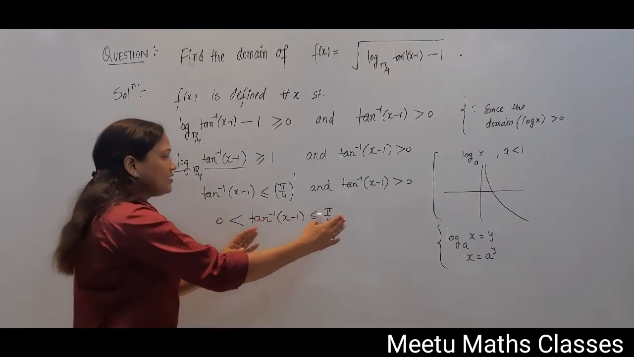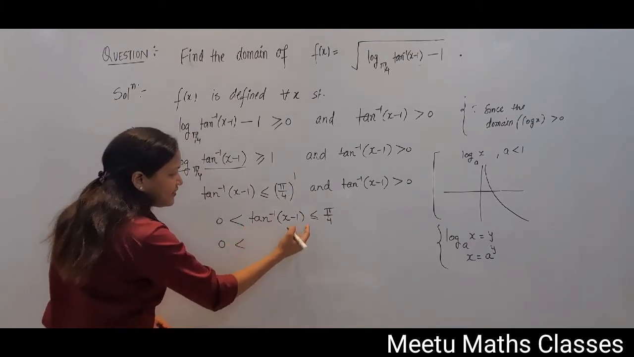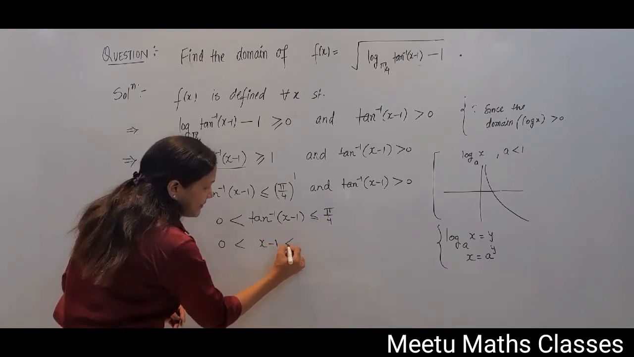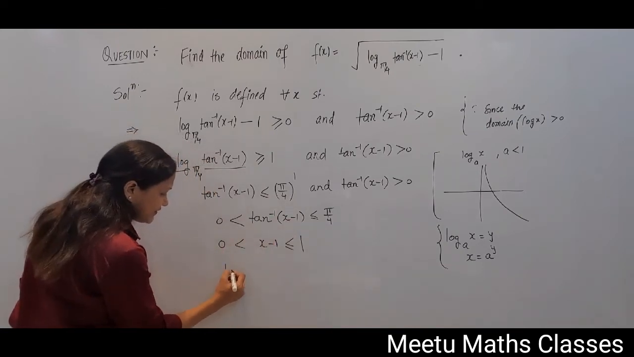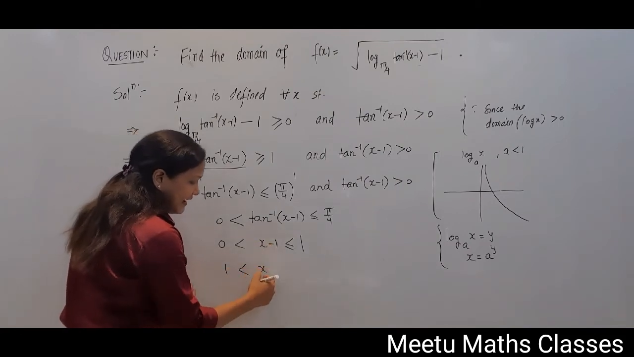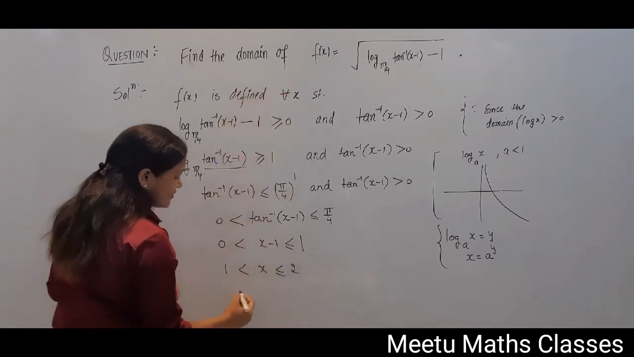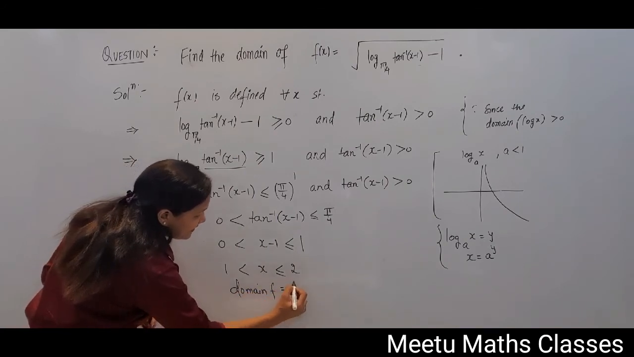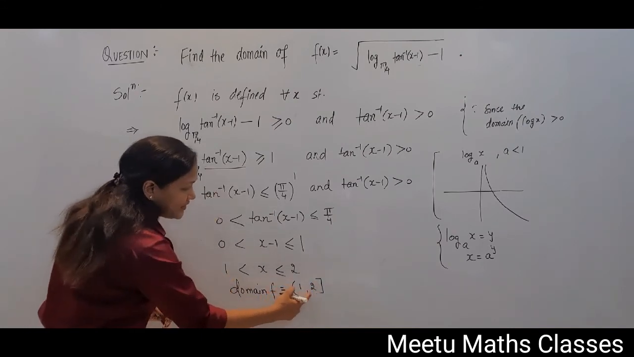Now if we take tan on this, then tan 0 is 0, tan of tan inverse of x minus 1 will give you x minus 1, and tan pi by 4 is 1. Now if we add 1 all together, it will give you 1 is less than x is less than or equal to 2. So the domain of f will be 1 to 2, where 1 is excluded and 2 is included.